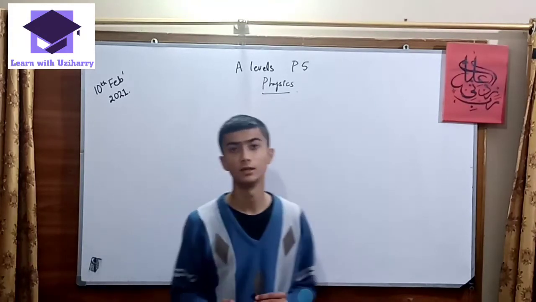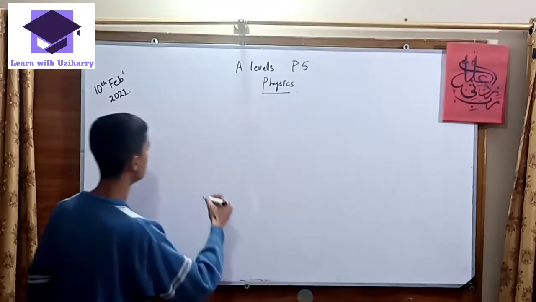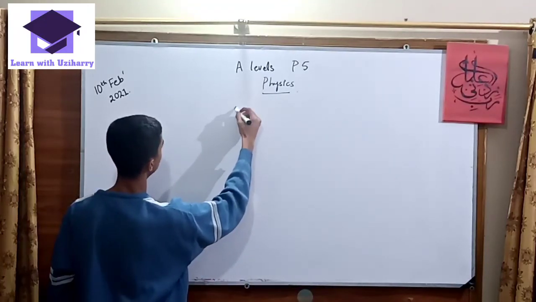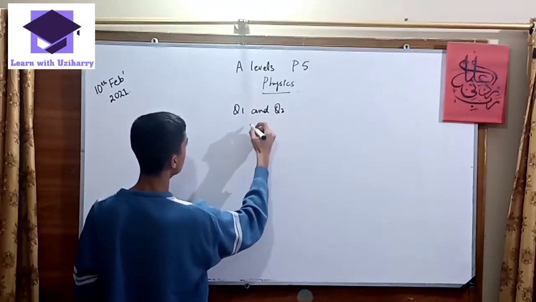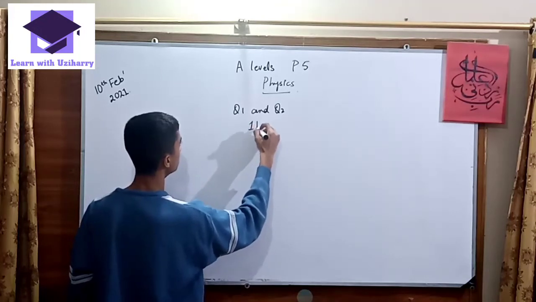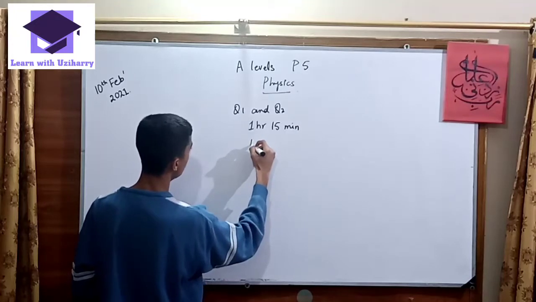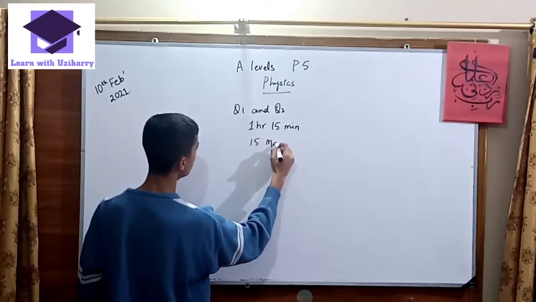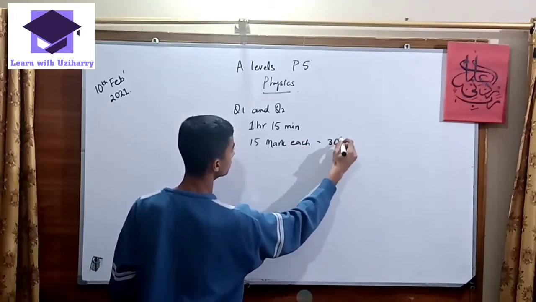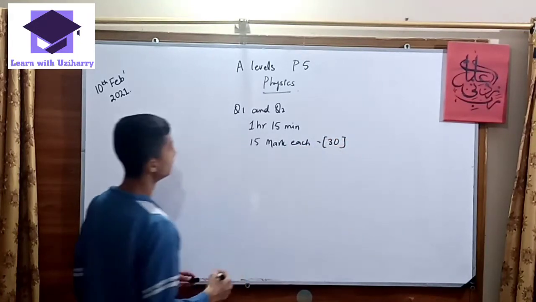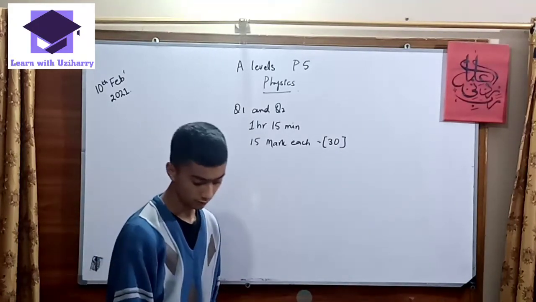Before starting with the question and content of the paper, I just need to mention some important details regarding the paper. We have question 1 and question 2. The total time for this paper is 1 hour 15 minutes, and each question has been allocated 15 marks, total equals 30 marks. Now we are going to start with question number 1 in today's video.